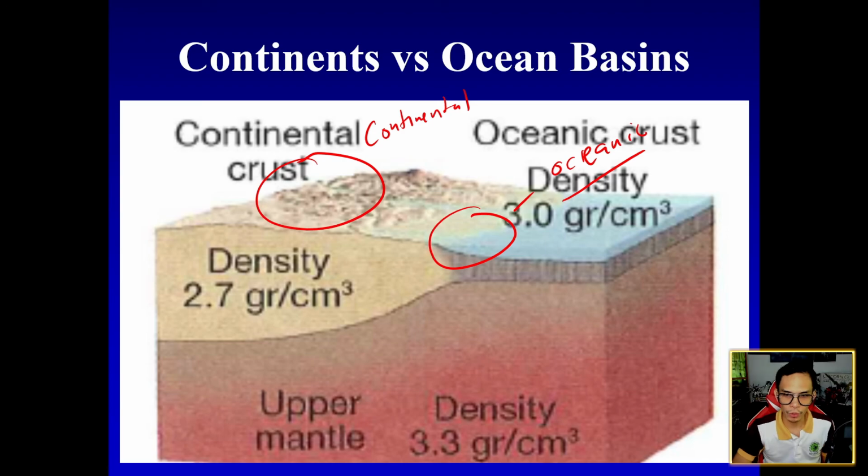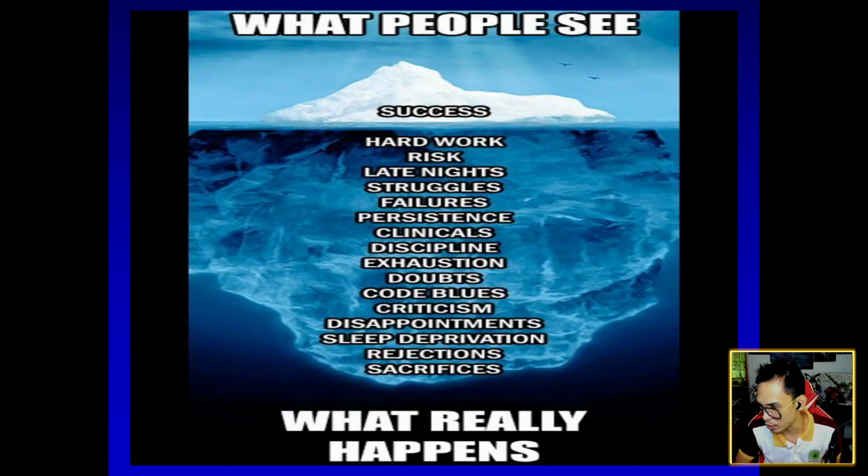Now, to end our video lesson, this is a simple life lesson that we have. People around us always look at success the way we look at the iceberg. The one that you see right here, success, is only 10% of what we see. The 90% of success is located at the bottom of the iceberg. This is the 90% which people cannot see.